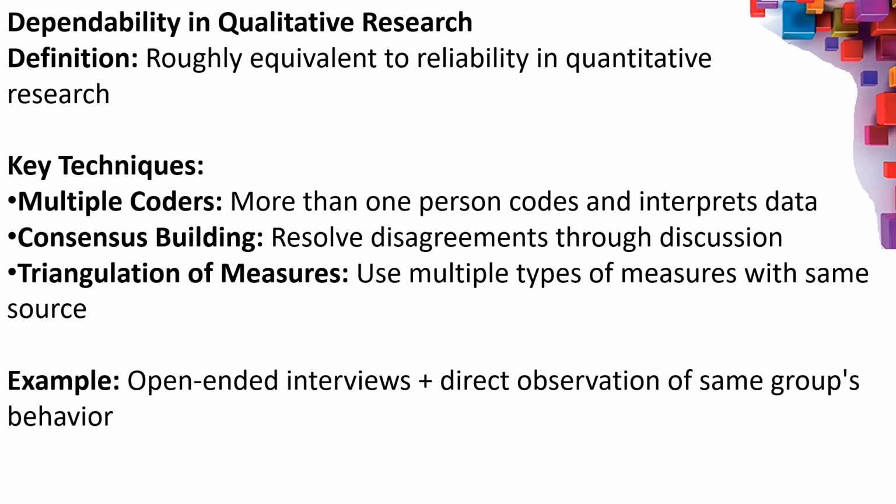Dependability is about consistency in qualitative research. Having multiple people code your data independently and then compare their interpretations helps ensure you're not seeing patterns that aren't really there. When coders disagree, discussion helps you reach better interpretations. Triangulation of measures means using different types of data collection with the same people. If interviews and observations tell the same story, that increases dependability.